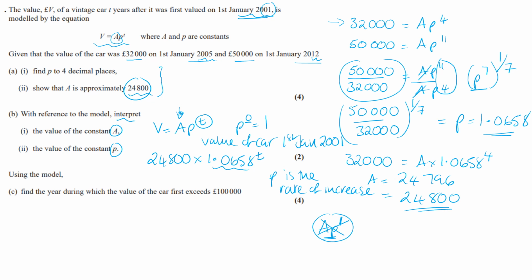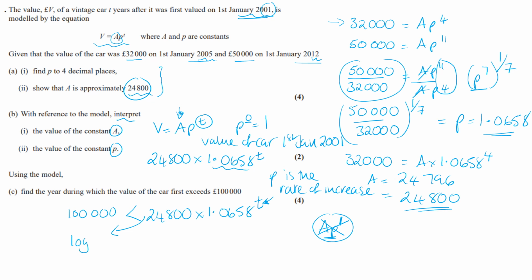Anyway, you're not asked that in this question, but for part C, using the model, determine the first year when the value exceeds 100,000. So we want our value to exceed 100,000, so we need to have the inequality that way. Putting in the ap to the t, it's going to be 24,800 times 1.0658 to the t. Now we need to work out that t. Whenever the unknown is in the power, you're going to be taking logs, but first of all, you need to divide by the 24,800 and then take logs to both sides.